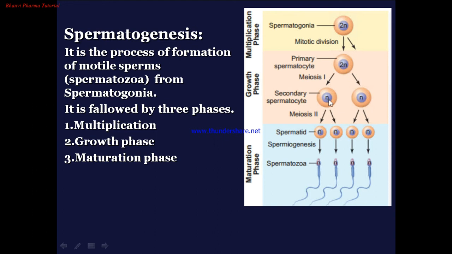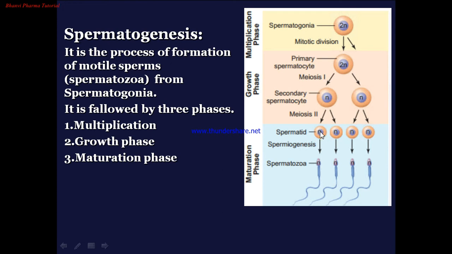These two haploid cells go through the meiosis 2 process to form 4 spermatids. The 2 haploid cells are converted into 4 haploid spermatids with the help of meiosis 2 division. These 4 spermatid cells are non-motile cells.